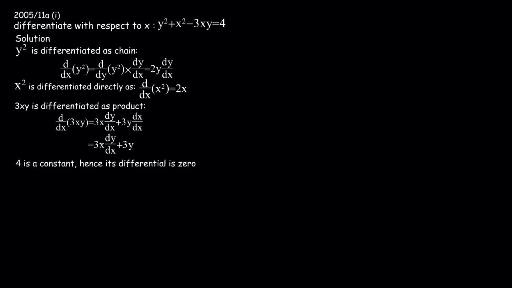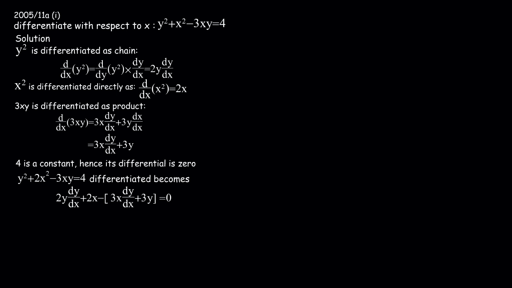4 is a constant, hence it is differentiated as 0, because whenever we differentiate a constant, we will get 0. So combining everything together, y squared plus 2sy minus 3sy equals 4 differentiated becomes 2y dy over ds plus 2s minus, in brackets, 3s dy over ds plus 3y equals 0.